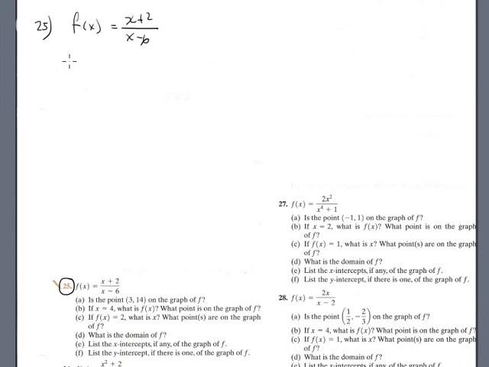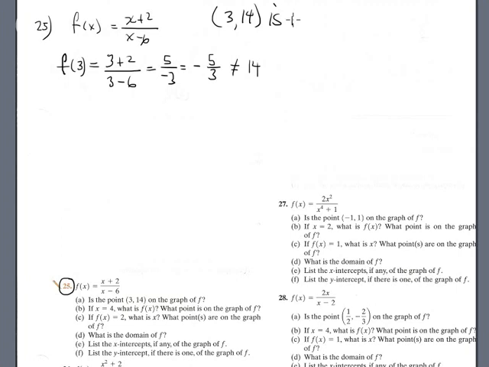Okay, 25. Is the point (3, 14) on the graph? Let me see, to evaluate at 3 here: it's 3 plus 2 over 3 minus 6. This is 5, and this is negative 3. This is negative 5 over 3, and negative 5 over 3, of course, is not equal to 14. Then the point (3, 14) is not on the graph of f.